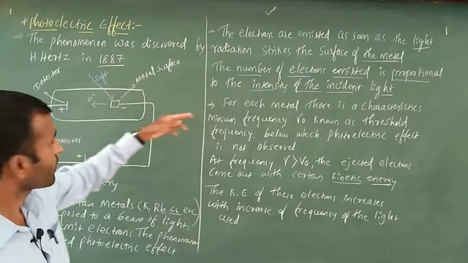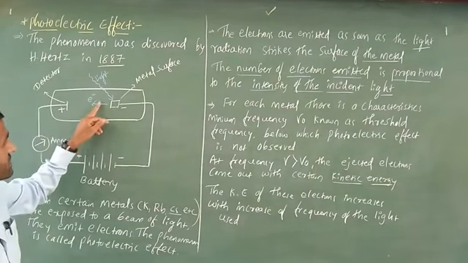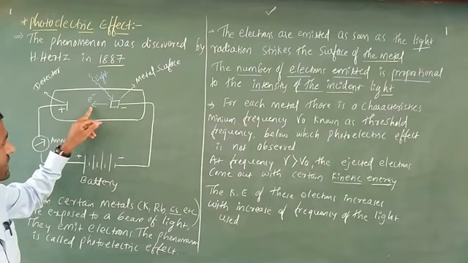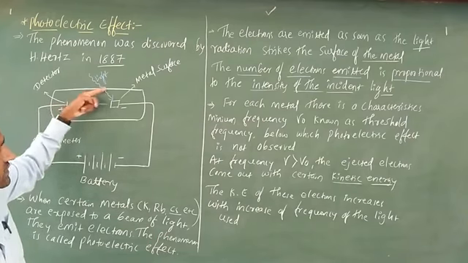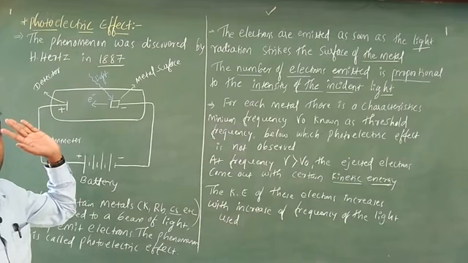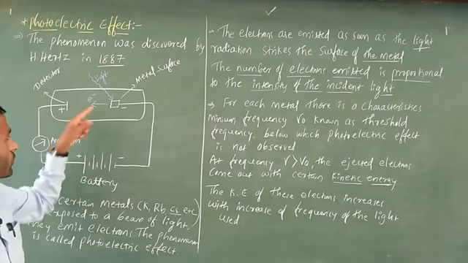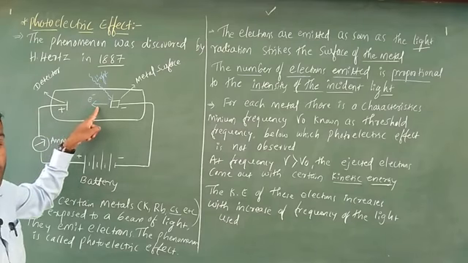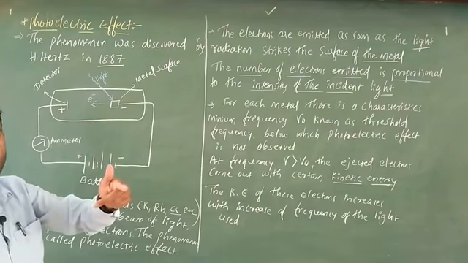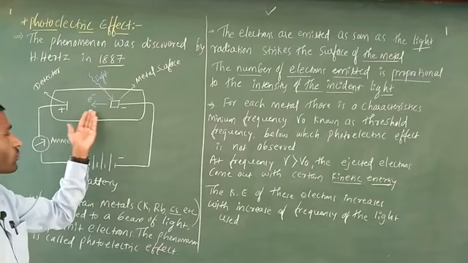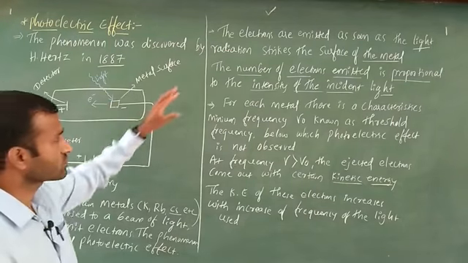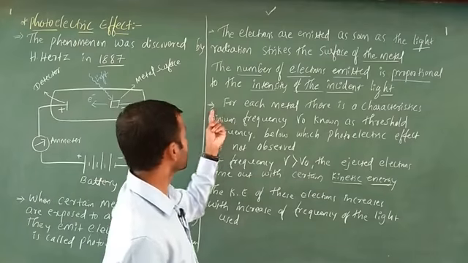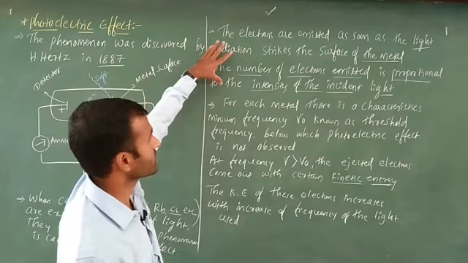That's why the number of electrons emitted completely depends on the intensity of the incident light. That is most important. The light and the ejected electrons are directly proportional to each other: more light, more electrons donated. Next, the third point. This was the second point.